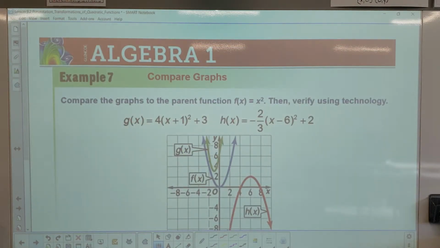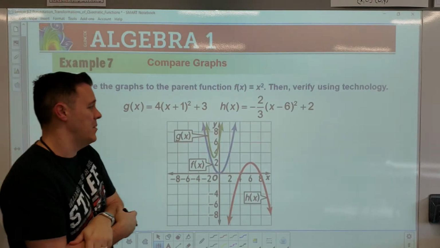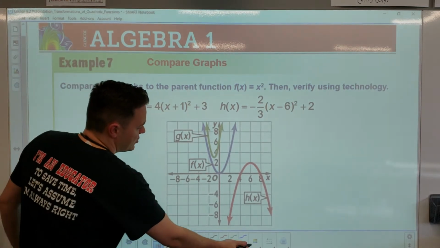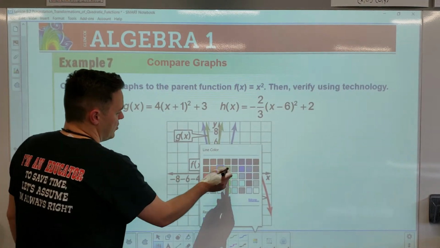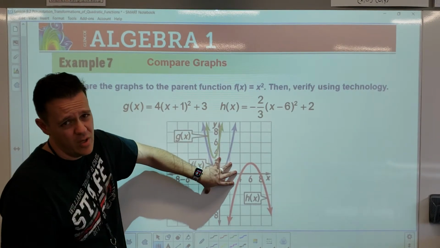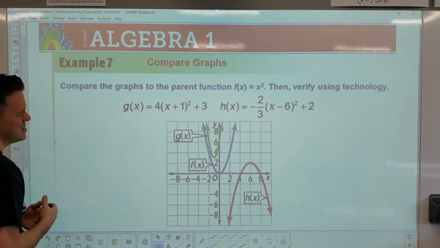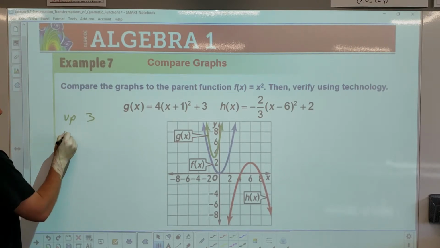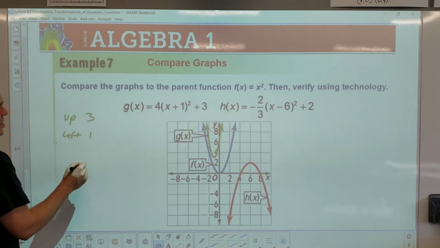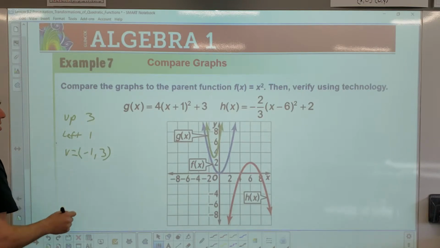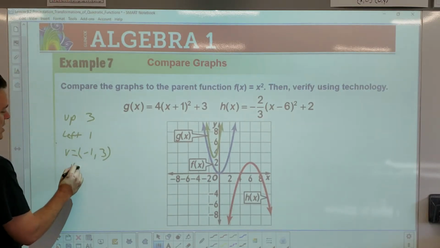Last but certainly not least on here, as I walk through this with everybody, there's a couple more things on the notes, but we really didn't get to them. It's talking about the g of x. So I'll do the green on this one. By looking at this function, I graphed it for you, but can you put the pieces together? What I mean by that is, do you know that the graph goes up 3? Do you know that it goes left 1? Do you know that the vertex is negative 1, 3? Do you know that this is a vertical stretch?